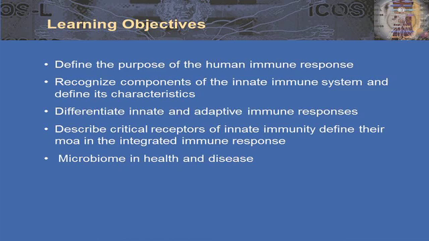I want you to be able to recognize the integral components of innate immunity and have a clear definition in your head of what the difference is between innate and adaptive immunity. As part of that, I want you to be able to recognize the vital importance of these receptor-ligand pairs that are now part of the common parlance of how we generate an immune response. And then lastly, I'll talk to you a little bit about the microbiome, and I'm going to recommend a book for you to read.